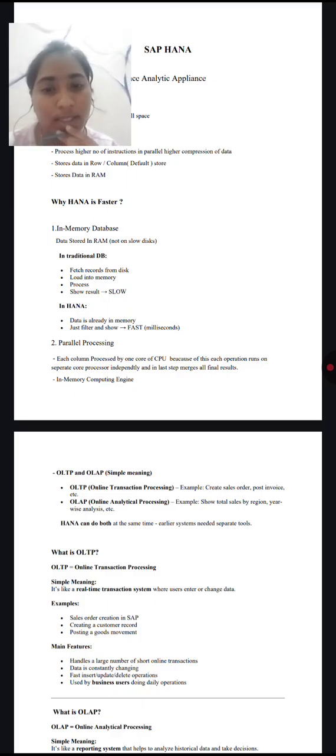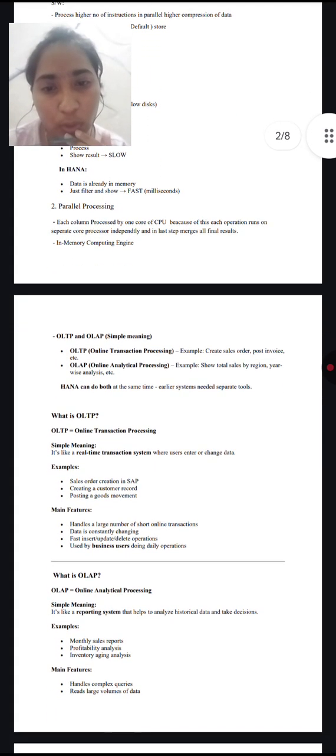Another reason is parallel processing. It processes the data in parallel. Each column is processed by one core of the CPU. Because of this, each operation runs on a separate processor core independently, and in the last step it merges all the results.